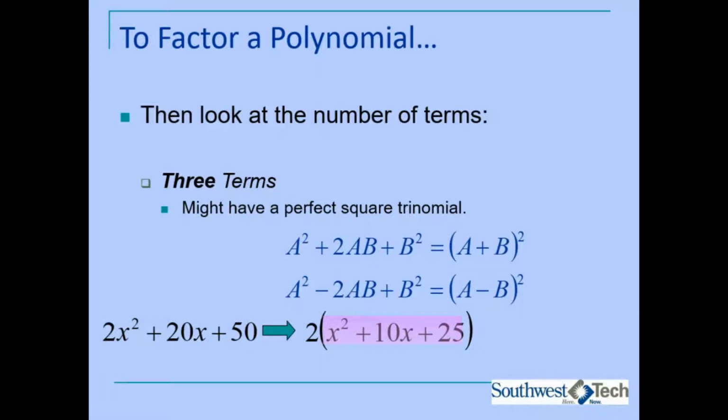Is the first term a perfect square? Is the last term a perfect square, 25 being 5 squared? And then multiplying the square root of each, x times 5, and doubling it, does fit the 3 criteria. So we do in fact have a perfect square trinomial that we would then continue with the factoring.